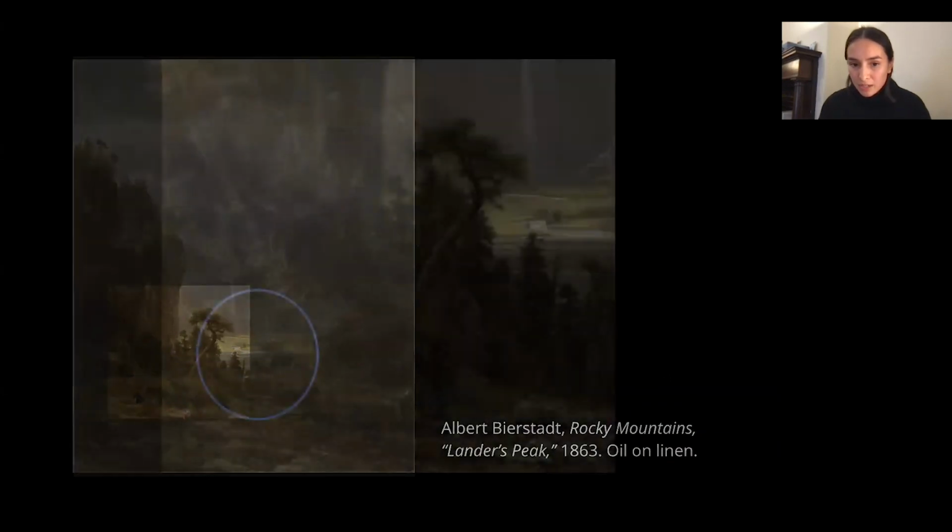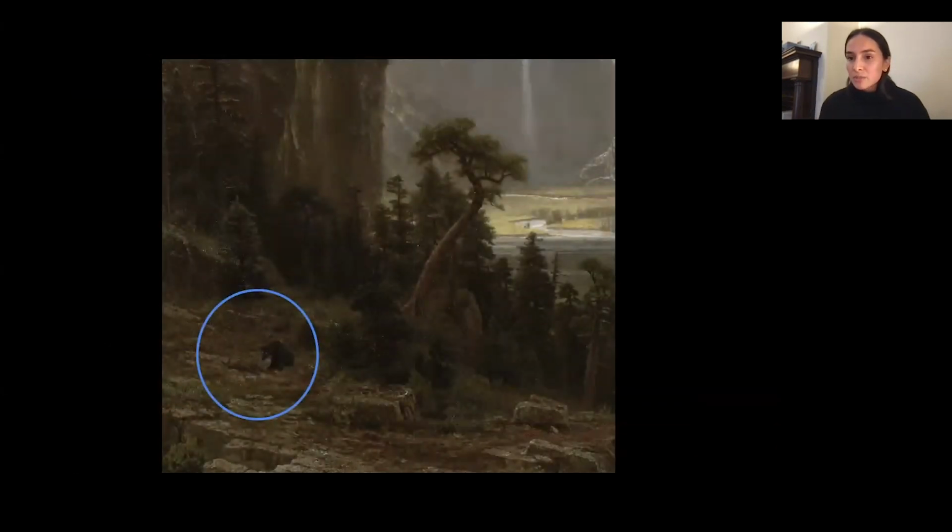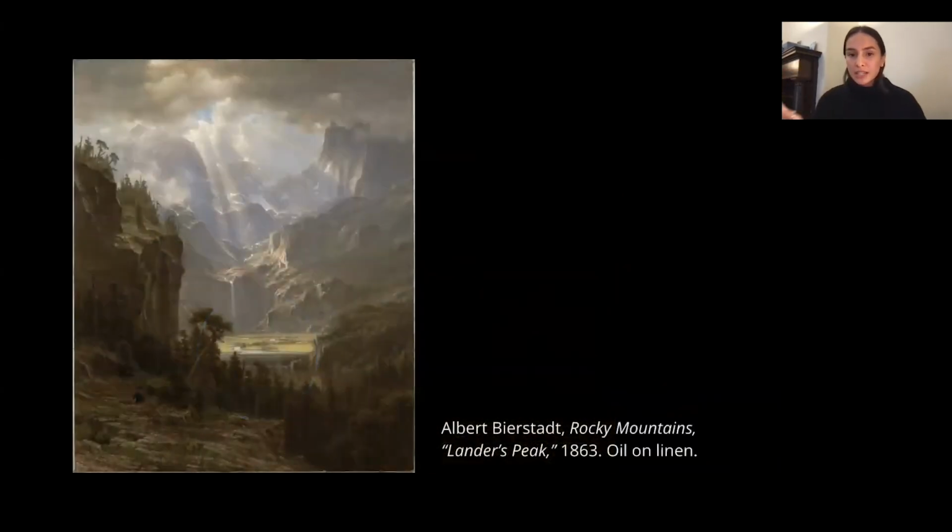In the foreground, he has placed a bear that appears to be consuming a deer or another kind of animal. These work together to make it pretty clear that this landscape that he is depicting is massive, and that it's just big. And so the painting, though, does carry religious undertones with this use of light.